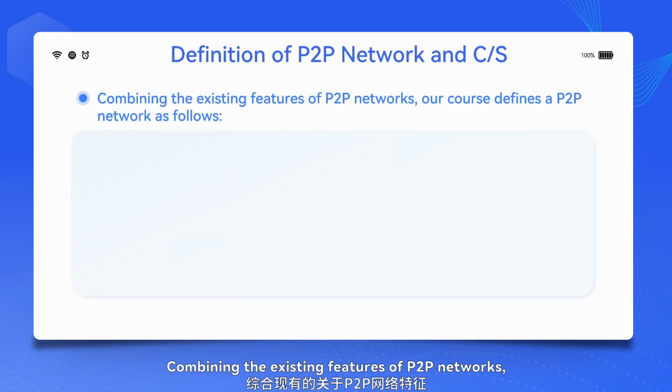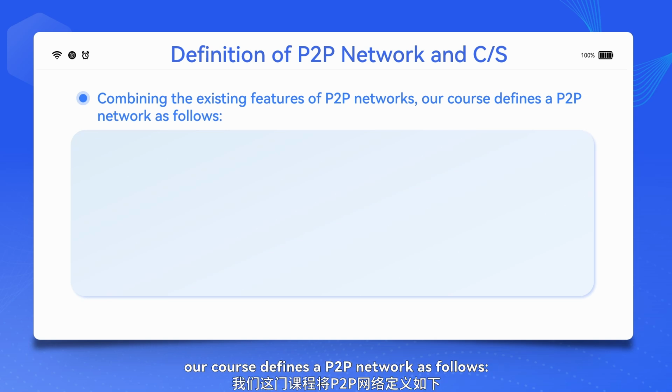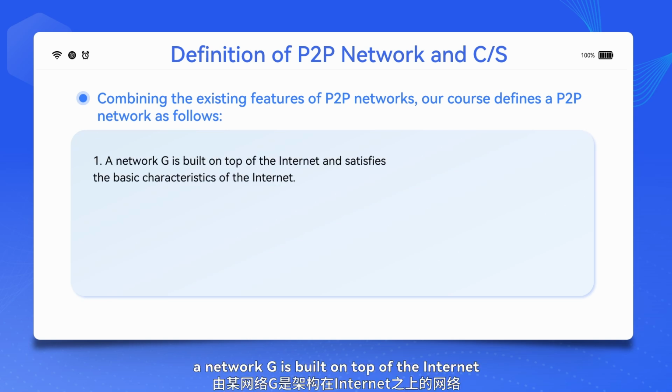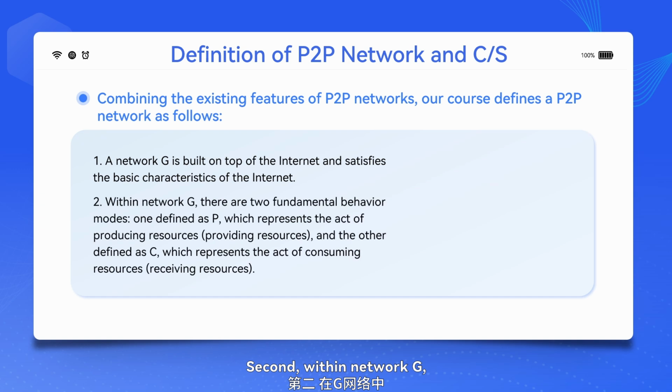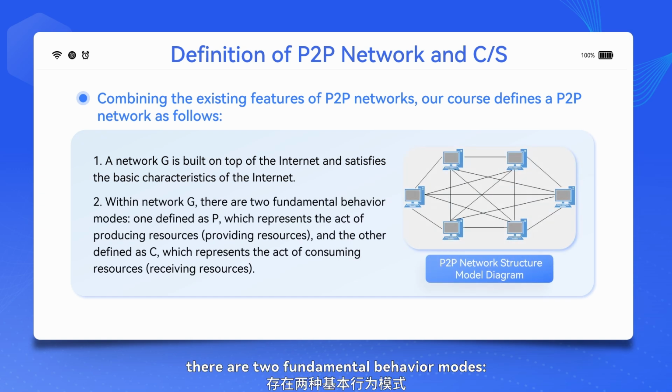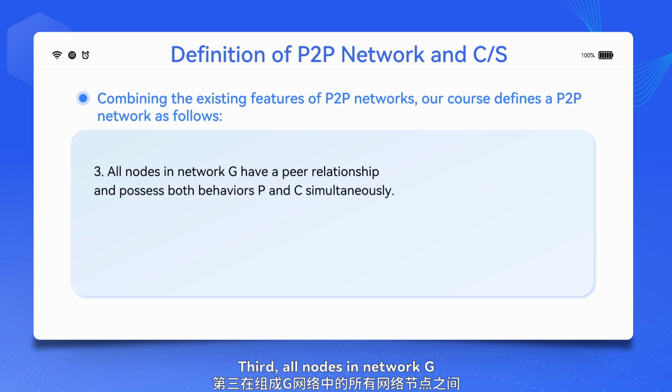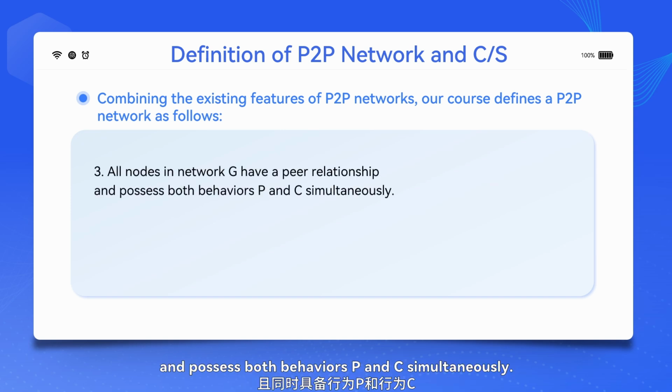Combining the existing features of P2P networks, our course defines a P2P network as follows. First, a network G is built on top of the internet and satisfies the basic characteristics of the internet. Second, within network G, there are two fundamental behavior modes, one defined as P, which represents the act of producing resources, and the other defined as C, which represents the act of consuming resources. Third, all nodes in network G have a peer relationship and possess both behaviors P and C simultaneously.